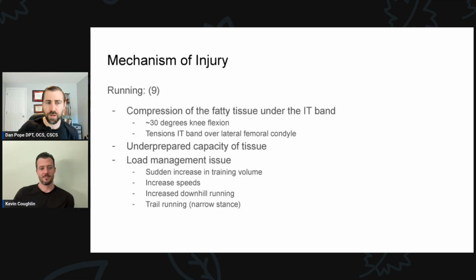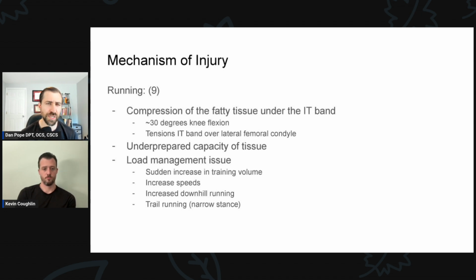Let's move on. Okay, so from a mechanism of injury standpoint, what's kind of going on? We talked about this a little bit in the background, but essentially we're getting compression of the fatty tissue under the IT band when we run. This is largely going to be happening around 30 degrees of knee flexion. And you're going to have tension of the IT band over the lateral femoral condyle, which squishes that fatty tissue. And essentially the idea is that the tissue might just be unprepared for the work you're trying to throw at it. And over the course of time, you end up getting pain of that tissue.